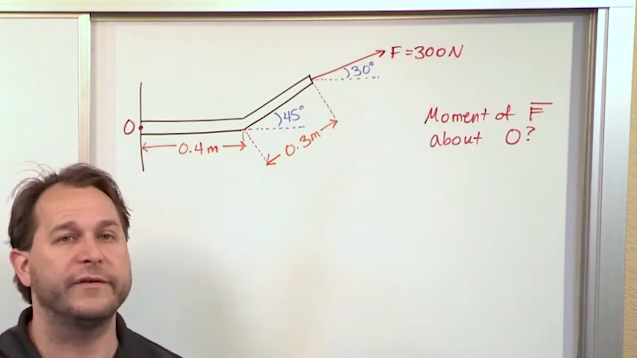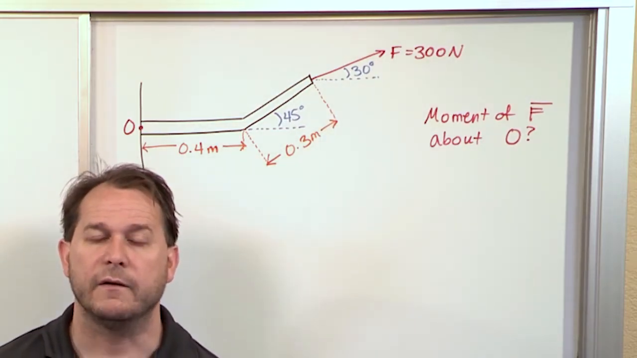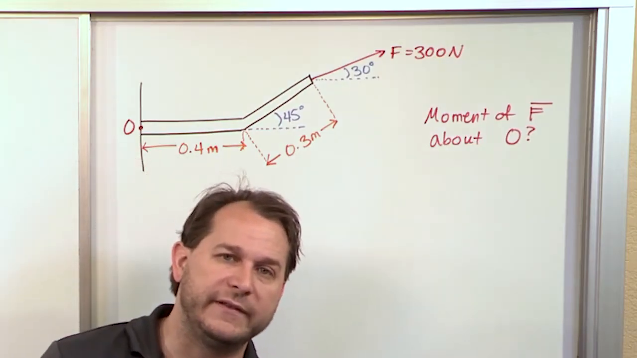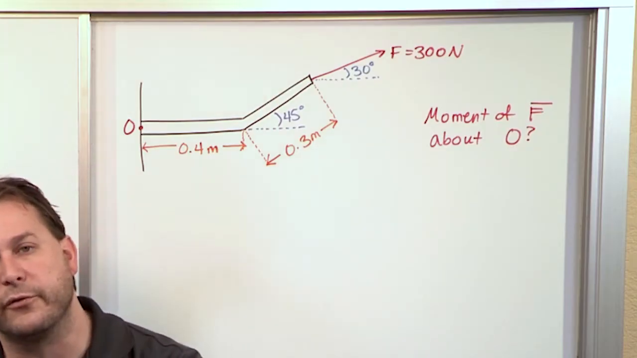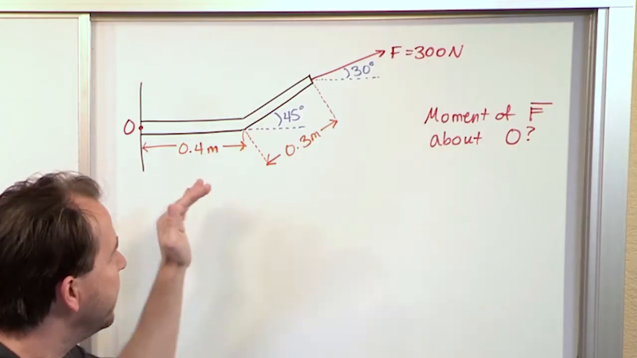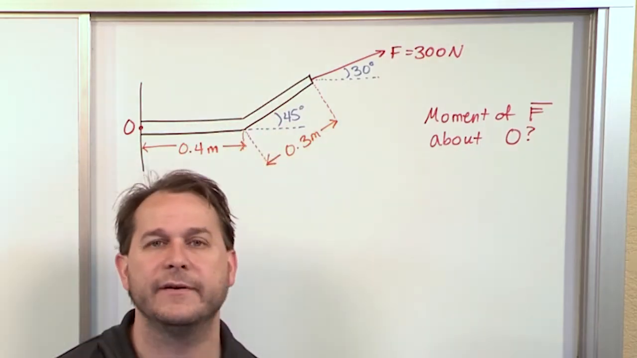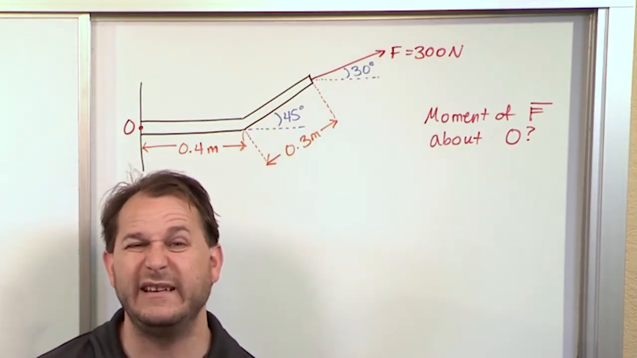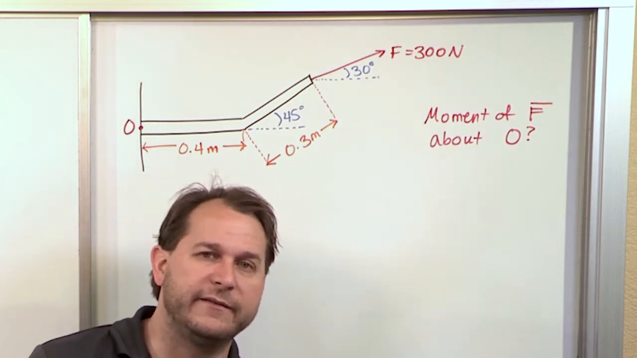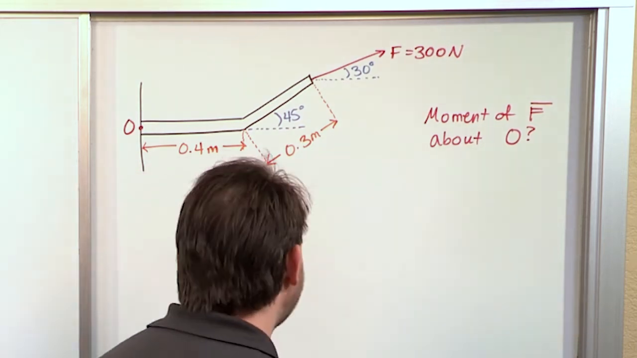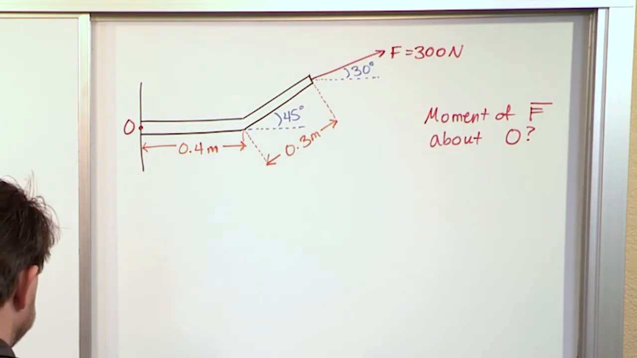You can break this force up into components, all right, and just find the moment due to the x component of that force and the moment due to the y component of that force. Because of the scalar nature of what we have and the two-dimensional nature, it's going to be easy to do that. Figure out what the moment is due to x, the moment due to y, and add them up. So let's do it that way.